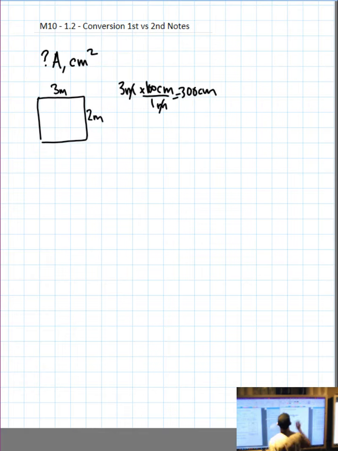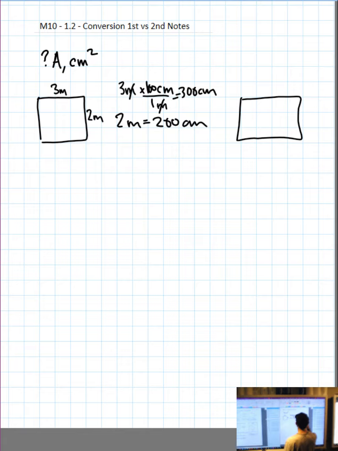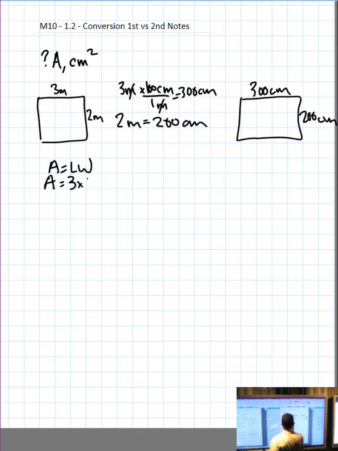I need some more space. Now, 2 meters we know is just 200 centimeters. So then we can draw it as 300 centimeters by 200 centimeters. And then we can get the area, A equals LW. So A equals 3 times 2, so A equals 6, and we were doing this diagram, so it's meters squared.